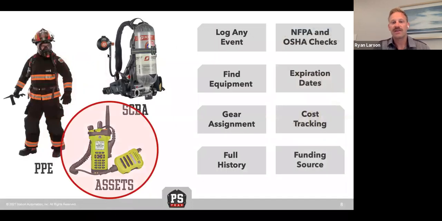For the critical asset module, these are some of the high-level functionalities in the system. You can track any type of asset, like I just mentioned. You can log any type of event. And what's pretty neat is we can set up different events for different types of assets. So for example, your hose that we'll talk about today, you'll probably have an annual hose testing event that you want to track. You might also have like an inventory event.